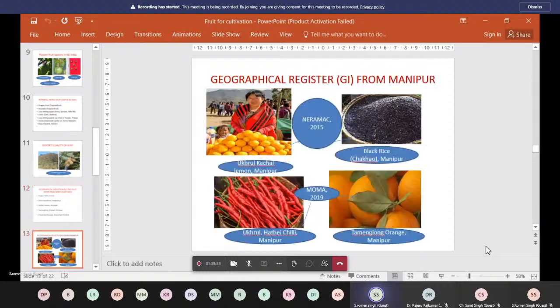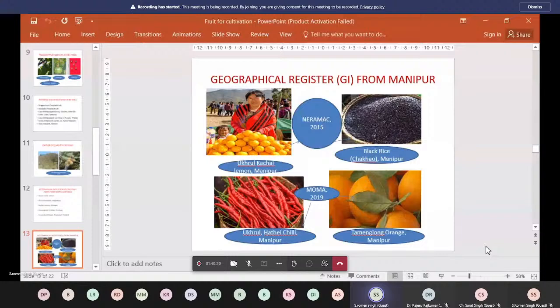Here I want to show some of the GI tagged products from Manipur. There is Ukhrul Kachai lemon, black rice of Chak-hao, and Ukhrul long chili, that's here. Hathei chili and Tamenglong orange have also got the GI tag from Manipur. These four products now have export potential from our state of Manipur.